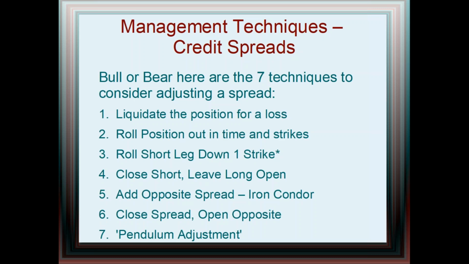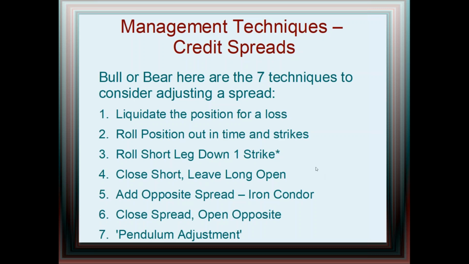Think of the bull put credit spread: the stock starts to threaten my short put strike price. I buy to close that short put and move it down one strike. Don't touch the long. I'm still in a bull put credit spread, yes, with a lower return, but now I've got a higher probability and a deeper cushion against the stock.